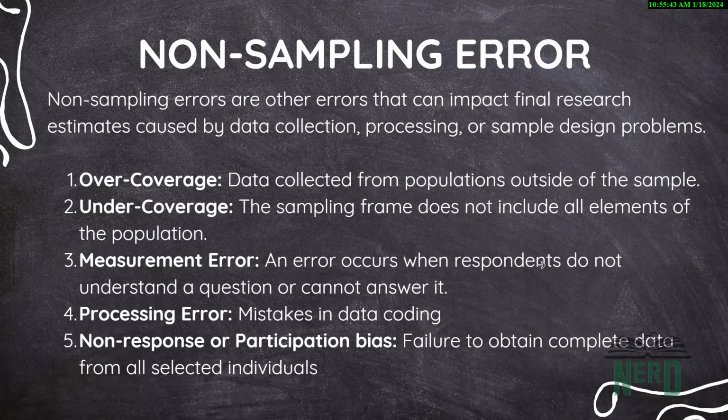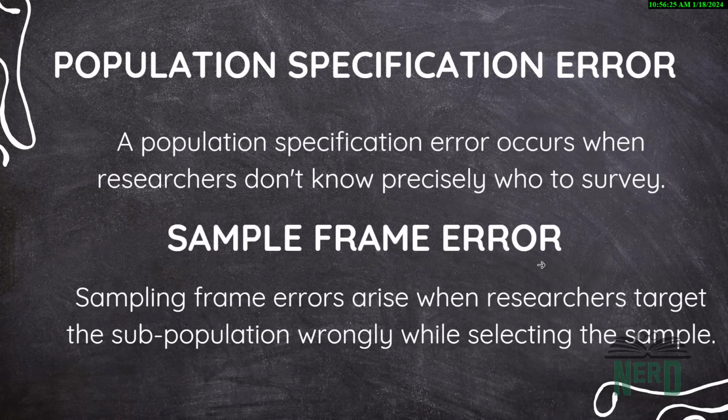Next, we have non-response or participation bias. It is a failure to obtain complete data from all selected individuals, right? Think of this as some people refusing to be in the photo. It's when selected folks don't respond to the survey, right? And again, let's talk about other types of sampling error, like population specification error. Imagine you're supposed to photograph seniors but end up with juniors. So in a survey, it's when the survey targets the wrong group, right? A population specification error occurs when researchers don't know precisely who to survey.